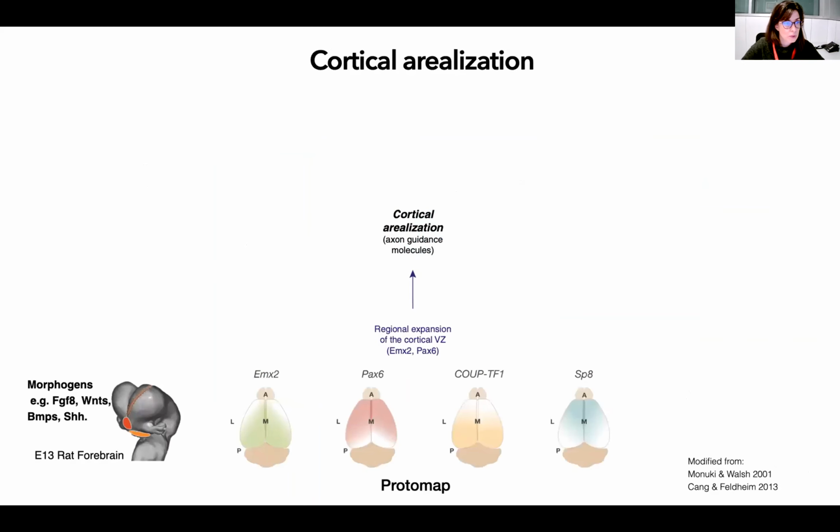So what we know about cortical patterning, or the patterning of cortical areas, also called cortical arealization, is that the patterning of the cerebral cortex is determined by intrinsic mechanisms like genetic or molecular factors that already in the cortical primordium start with expression of morphogens from the patterning centers such as FGF8, WNTs, BMPs, and SHH.